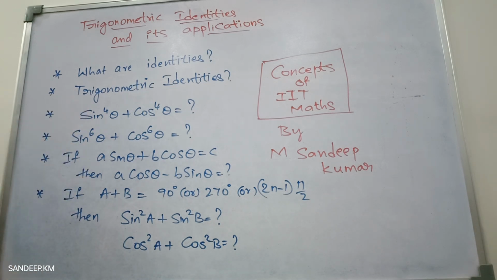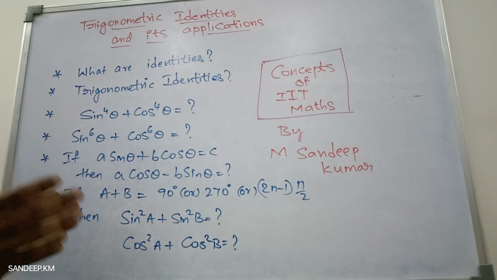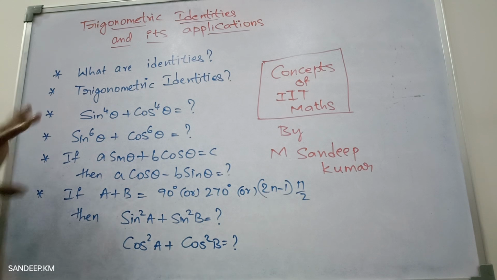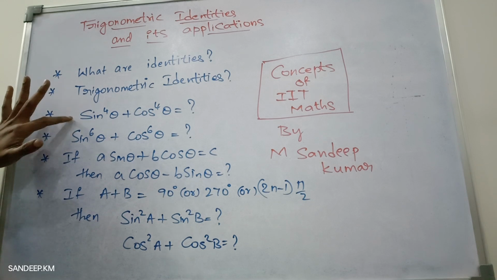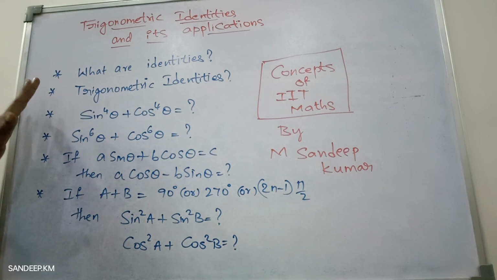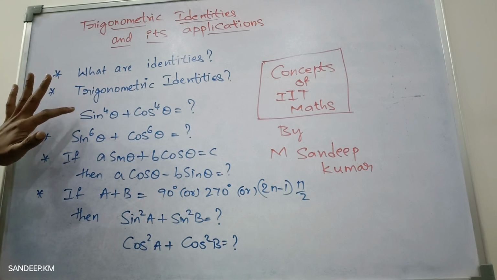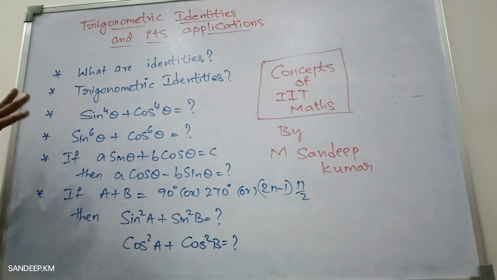First of all, in this video, we will learn what identities are, and how they differ from equations. Next, we will see what trigonometric identities are. And then we will derive what sin^4 theta plus cos^4 theta and sin^6 theta plus cos^6 theta are, because these are used in many problems. If you remember the answers for these, it would be easy for us to solve some of the problems.